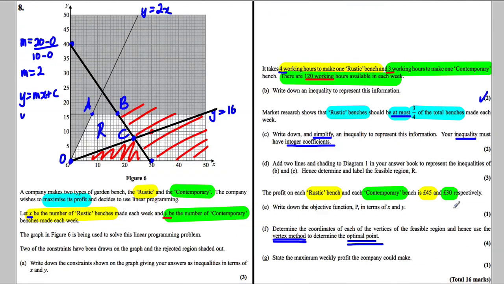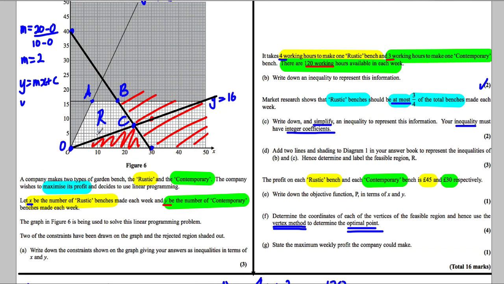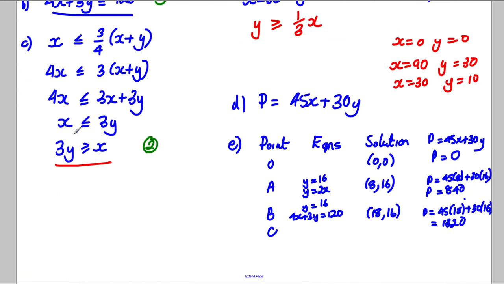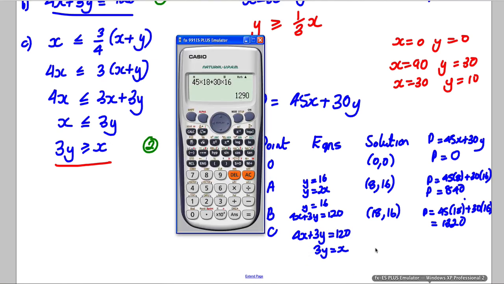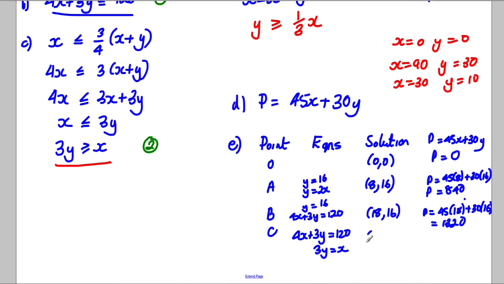1320. And the last one, point C, what meets at C? Well, the 4x add 3y meets this one here, which is 3y is equal to x, or y is equal to a third x. So for the last one, 4x add 3y is equal to 120 meets 3y is equal to x. So solving these, I could substitute in x for the 3y. So this would be 5x is 120. So if 5x is 120, 1x must be 120 divided by 5, which is 24. So x would be 24, and y would be a third of 24, which would be 8. So there's our other solution.